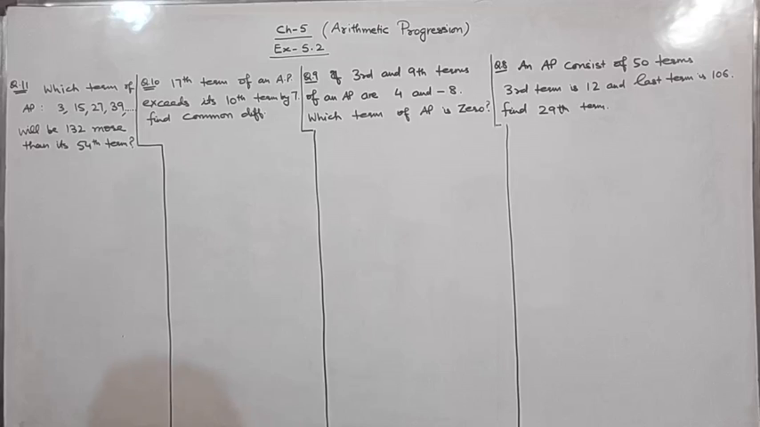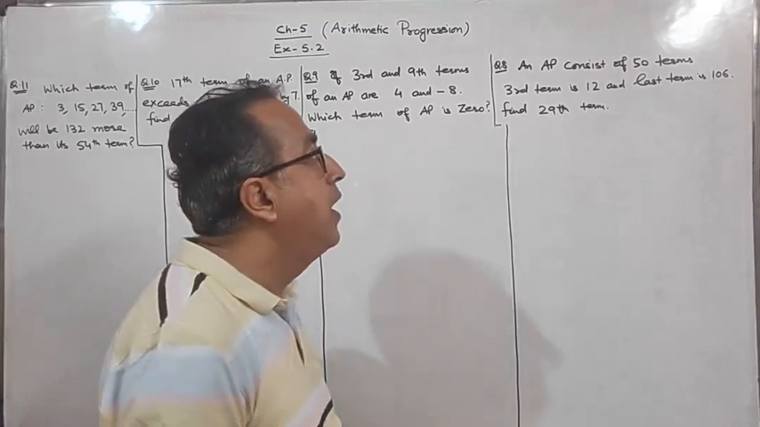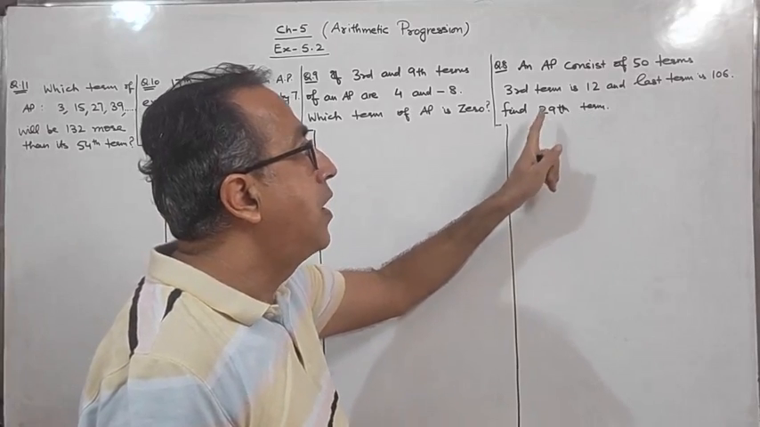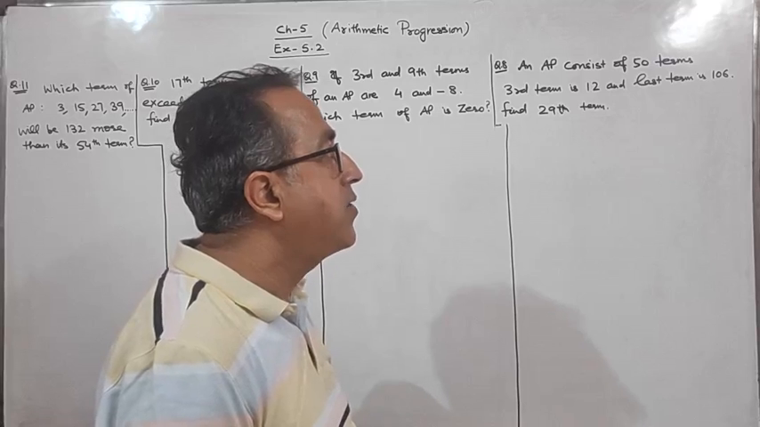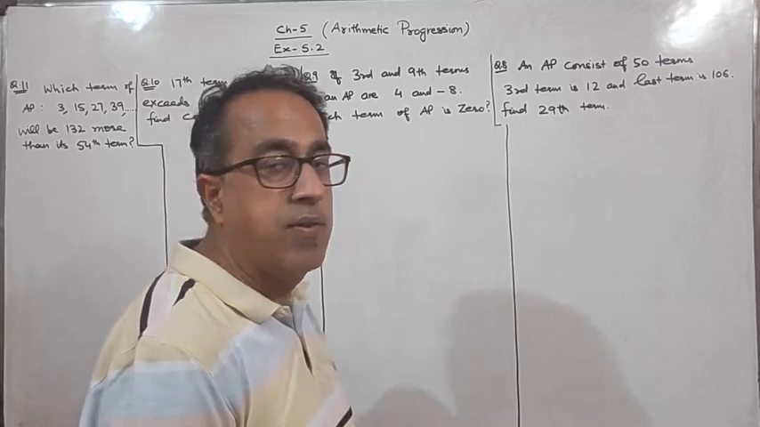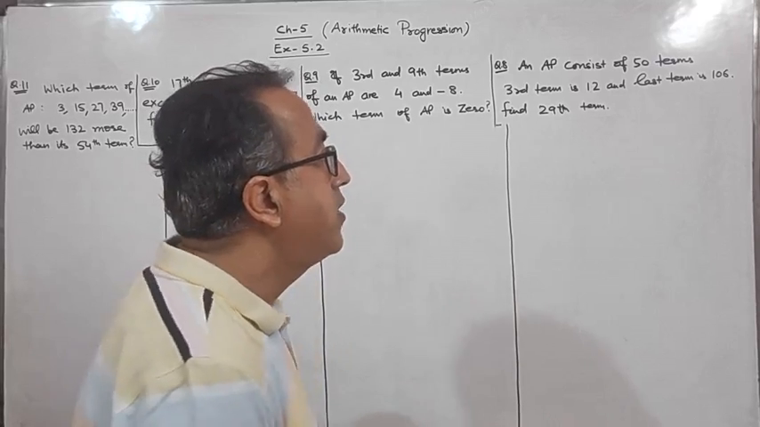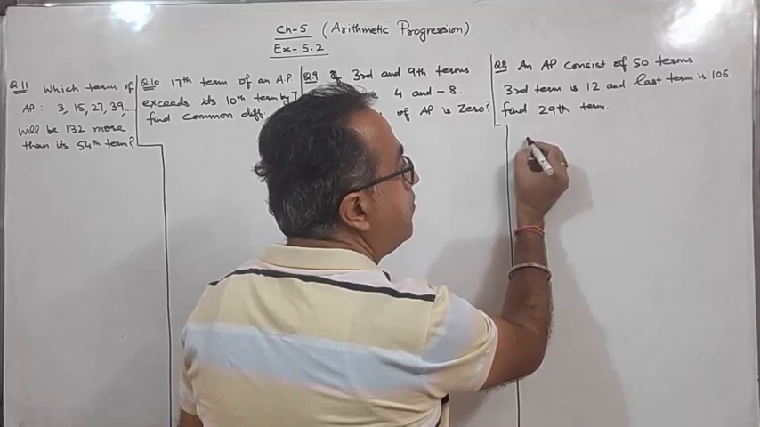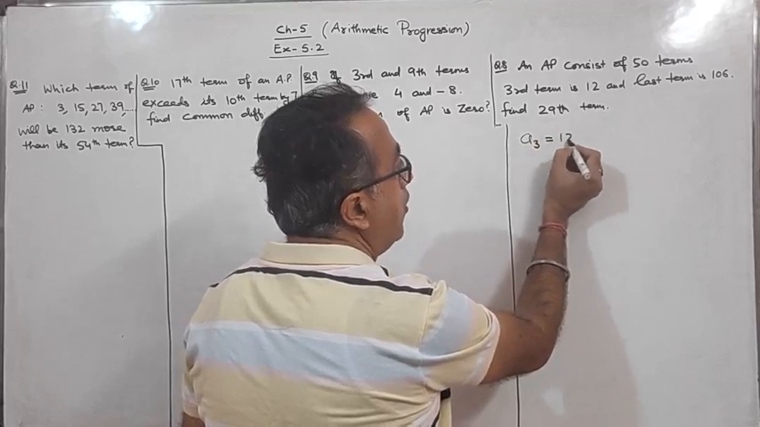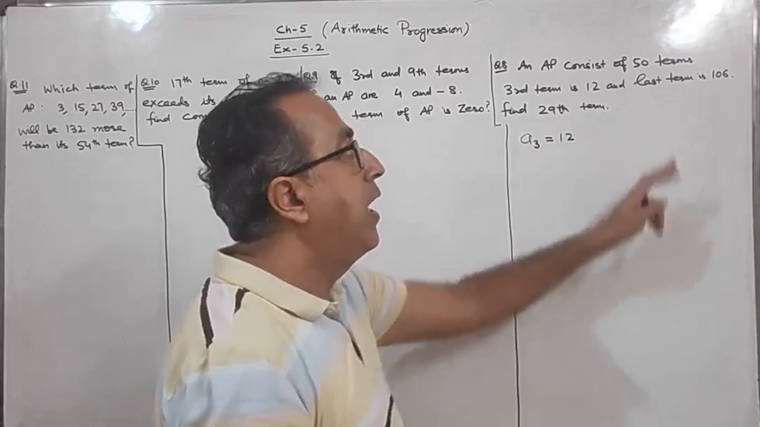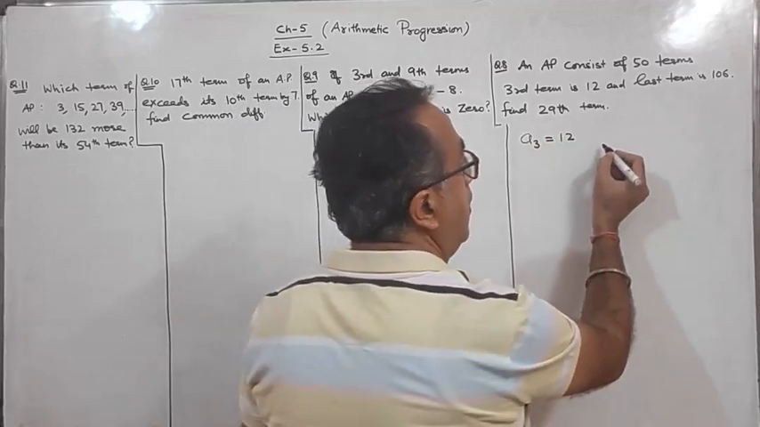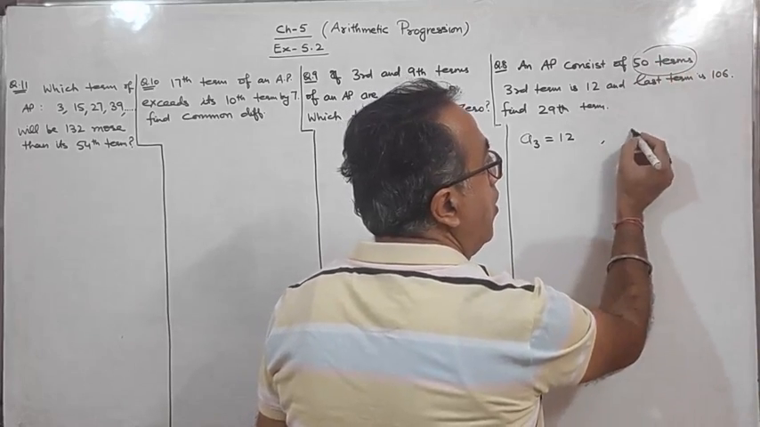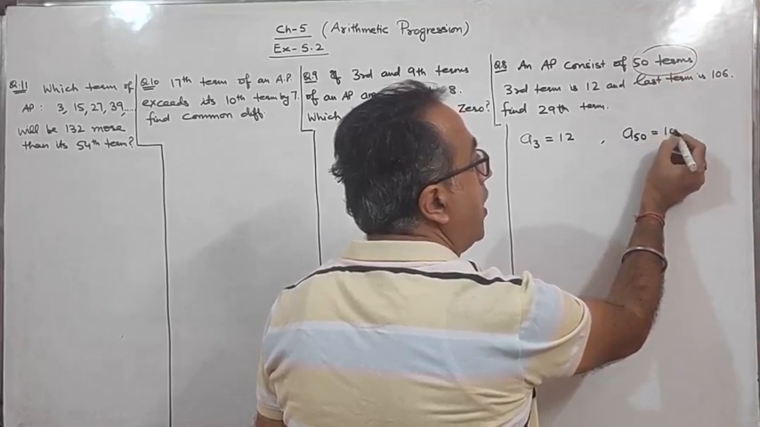Question number 8. An AP consists of 50 terms, the third term is 12 and the last term is 106. Find its 29th term. So the third term, it means a3 is 12, and the last term is 106, and this AP has 50 terms, therefore the 50th term is 106.